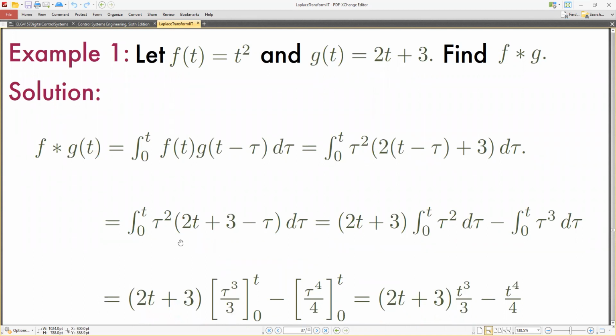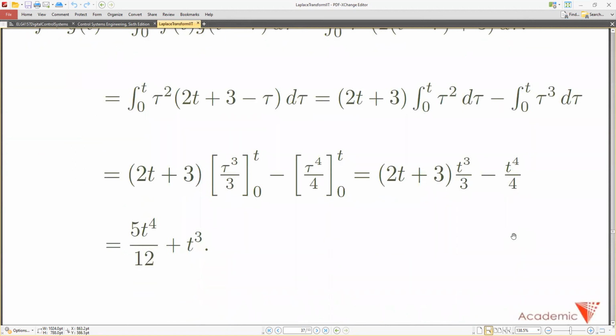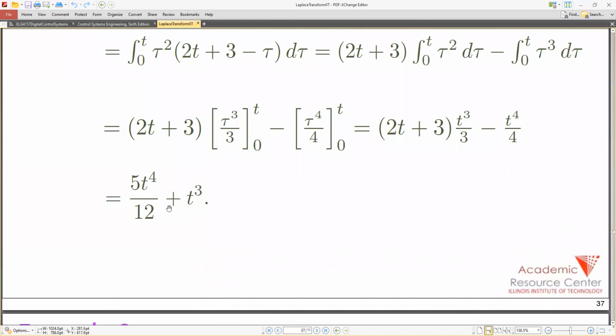Now do the job accordingly. You just multiply it, then you'll see 2t plus 3 minus tau, like this. Just solve it, and the solution is this one. So finally, instead of tau, write the value here, the t.